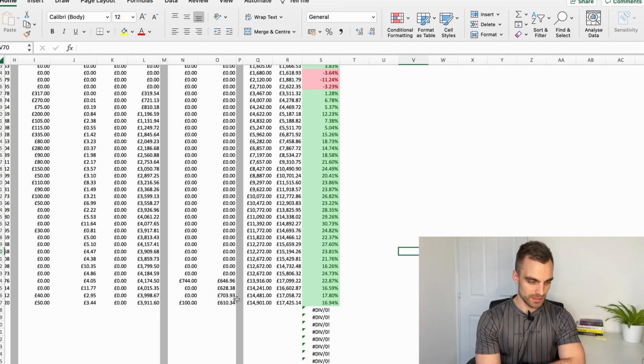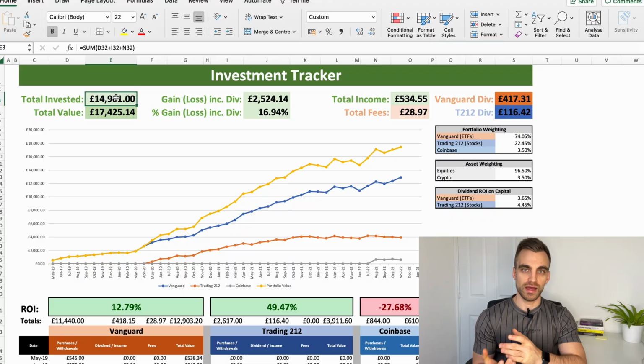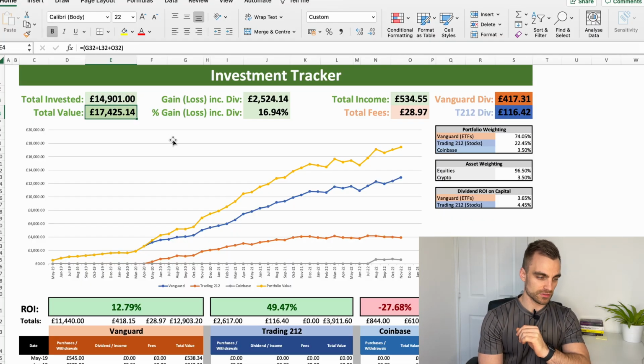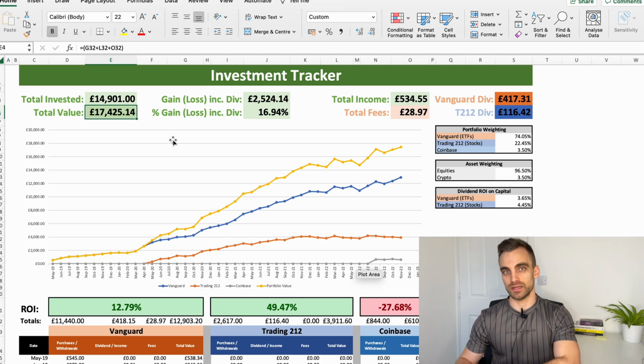So what that's done is it's chucked out this here over on the right hand side, and that will also pull through to the very top of the spreadsheet up here. So you can see in the 3.5 years that I've been investing so far, I've invested just under £15,000 into my future. That is all worth £17,425.14 at this point in time.